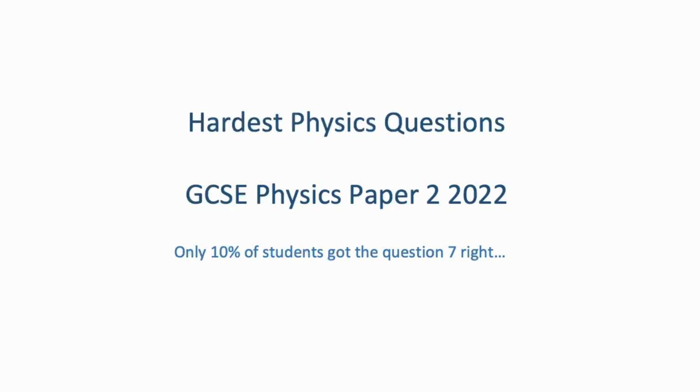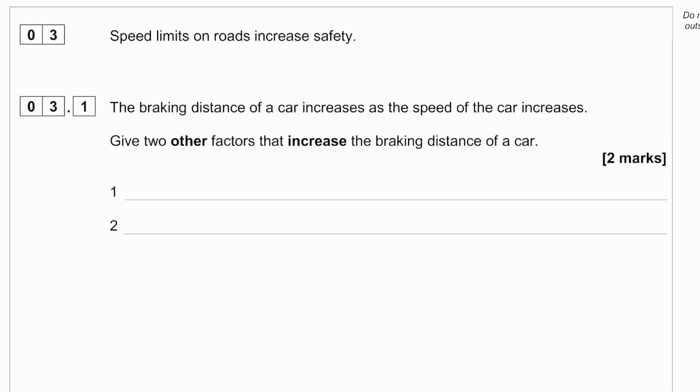So 50% of students actually get this question wrong. They get 0 marks on this question. It's out of 2. And the question seems quite straightforward when you look at it. The braking distance of the car increases as the speed of the car increases. Give 2 other factors that increase the braking distance of the car. So go ahead, pause the video. I'll give you a chance to have a go at it. What would you write down for 2 marks here?